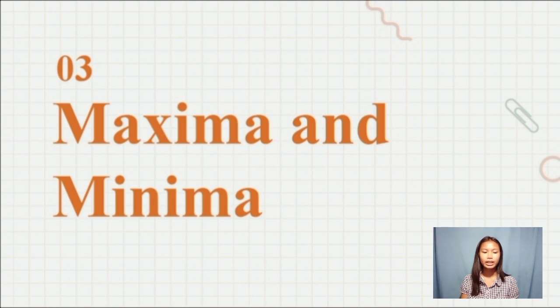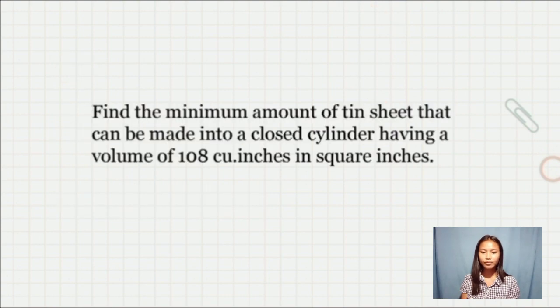Our third topic is maxima and minima. This topic refers to the highest and lowest points, respectively, of a function or a curve. So let us try to solve this problem. Find the minimum amount of thin sheet that can be made into a closed cylinder having a volume of 108 cubic inches, in square inches.